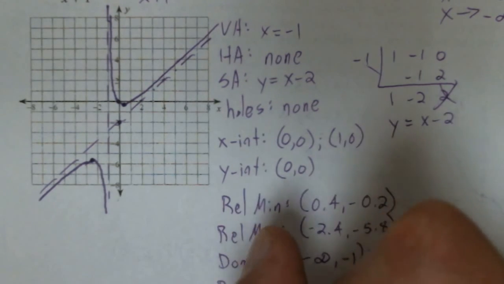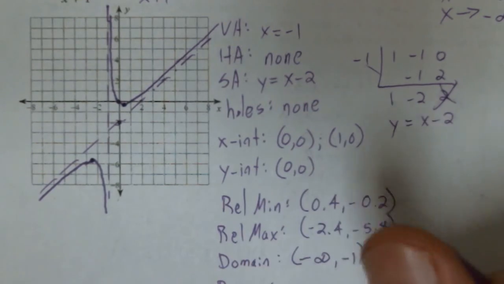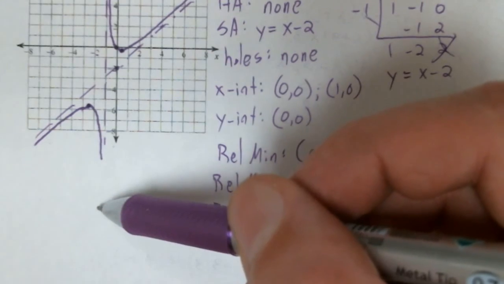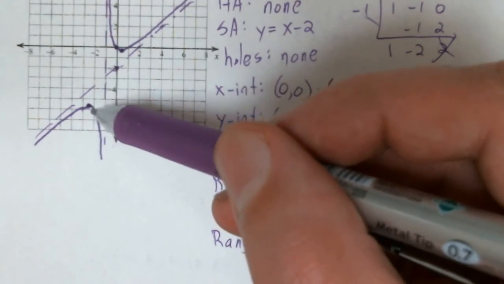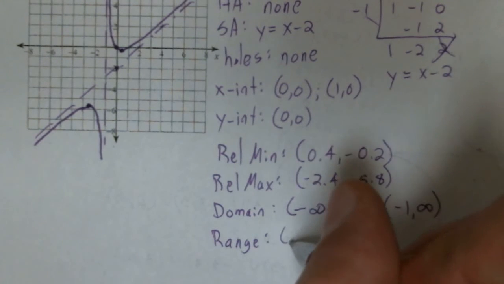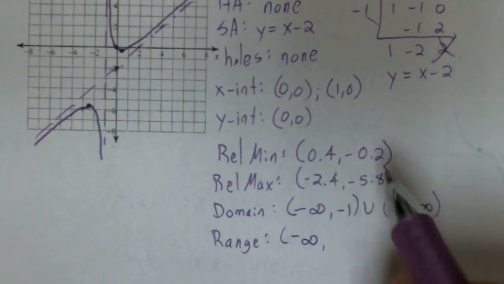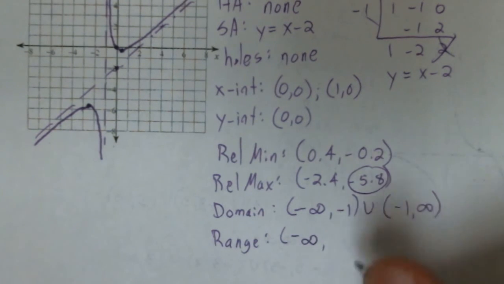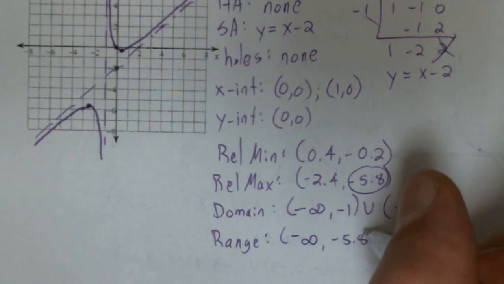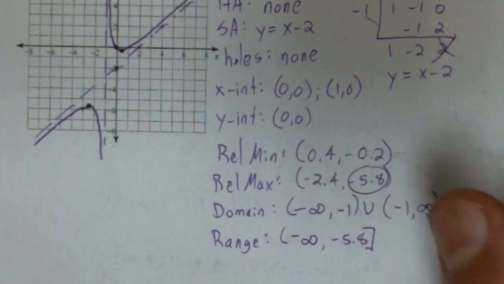Okay, range, now here's where the relative max and mins come into play. Paint the fence. I have y values from negative infinity up to the y coordinate of that relative max. So from negative infinity up to the y coordinate of the relative max, negative 5 point. Is there a bracket on that? You betcha. That's the only place we can have a bracket.